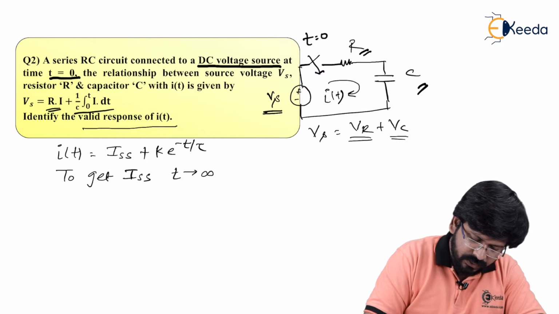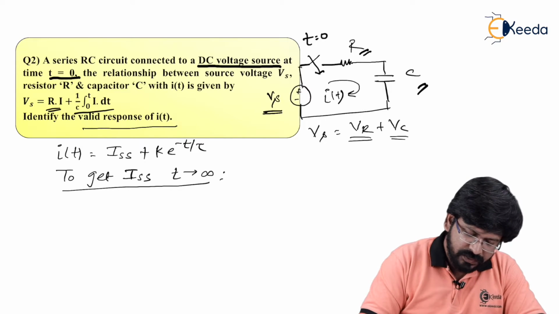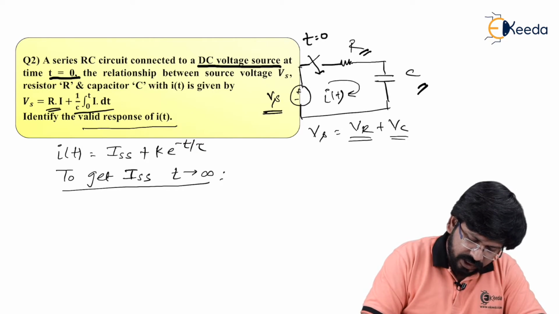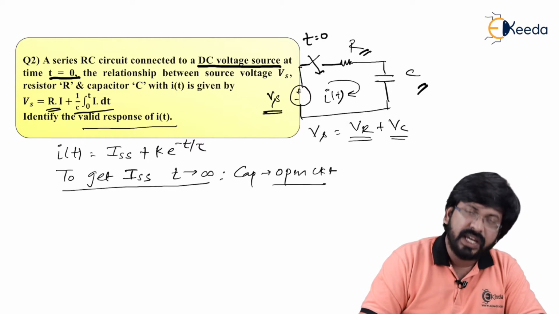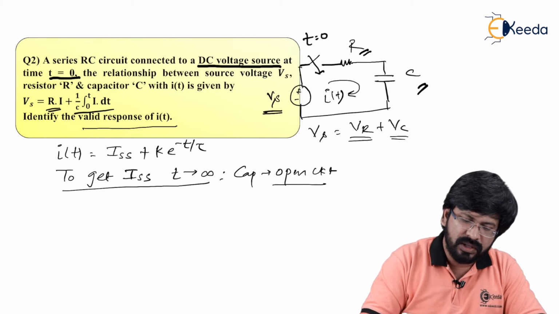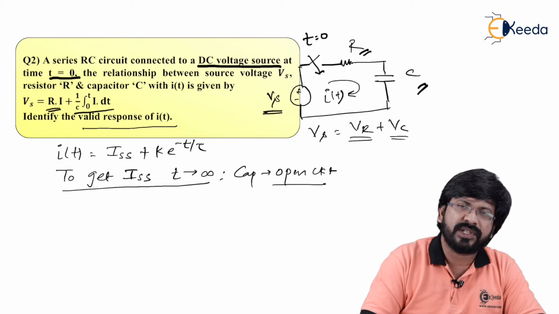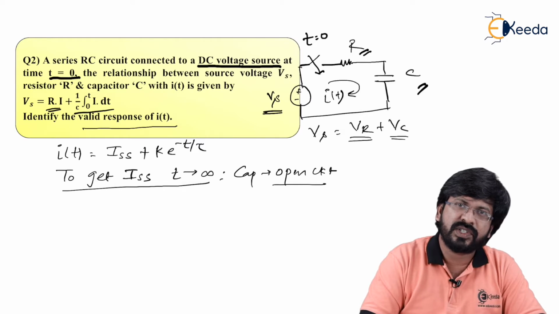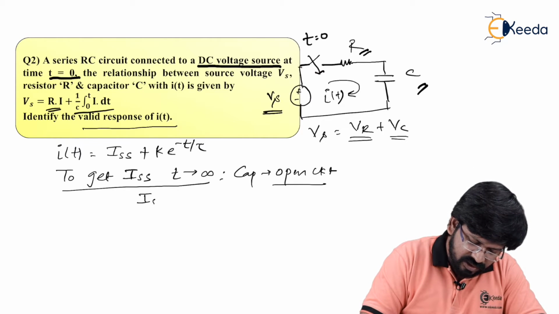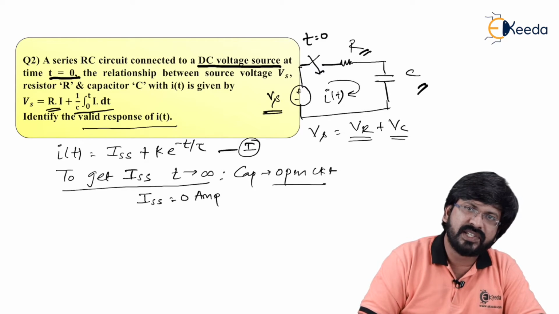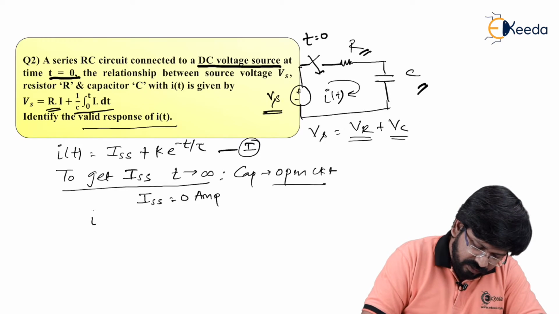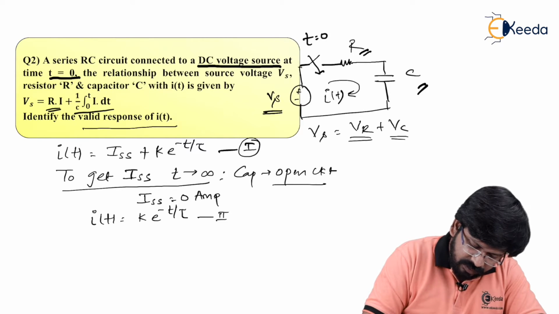We substitute t tends to infinity. Am I right? Once we substitute t tends to infinity, then observe the circuit. At t tends to infinity, capacitor will act as what? It will act as open circuit. Tell me, if the capacitor is acting as open circuit, can I say overall circuit is open circuit? And if the circuit is open circuit, what current will flow through the circuit? Of course, 0. So can't I say ISS is straight away 0 ampere because of the open circuit? Let's say this is equation number 1. I can substitute ISS equal to 0 ampere in equation 1. I get I of t equal to k into e to the power minus t by tau. Now this becomes equation number 2.